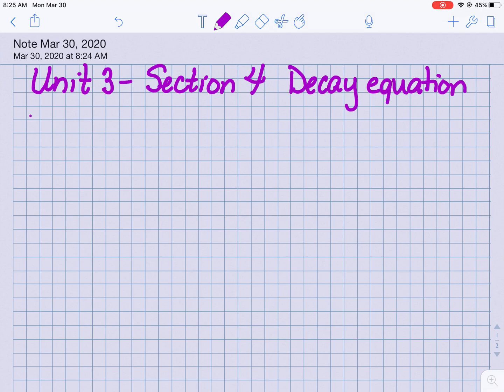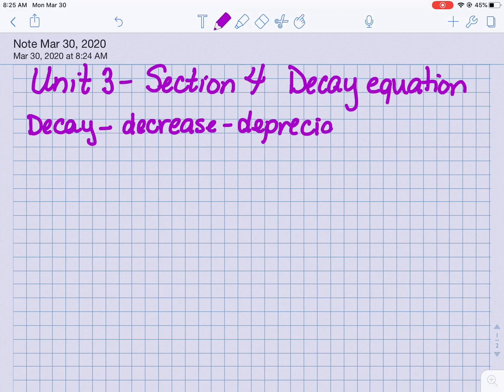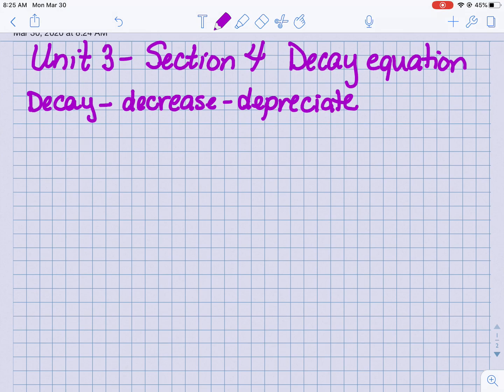Okay, so decay. A couple keywords you might be looking for if we're talking about decay is decrease. Depreciate is another word you might see. Anytime a word problem is talking about population going down, not growing, decreasing, depreciate, we want to use the decay equation. The only difference between the decay equation and the growth equation is that instead of adding to the rate, we're taking away from the rate.